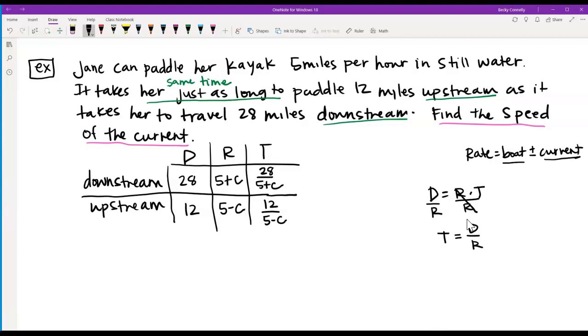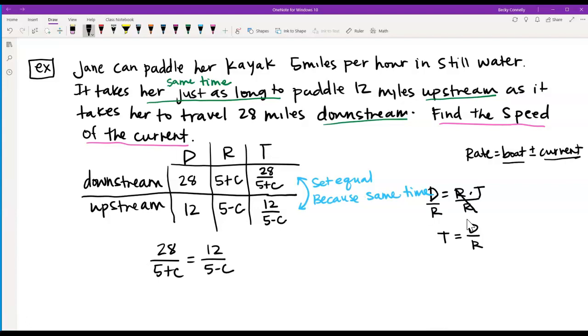Okay. And now that I have those set up, I need to look at this and say, okay, I need to set these equal to each other because it tells me that they happen in the same amount of time. So I'm going to set them equal, because same time. All right, so that's going to give me 28 over 5 plus c equals 12 over 5 minus c.